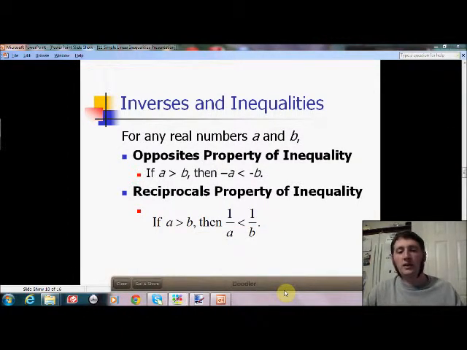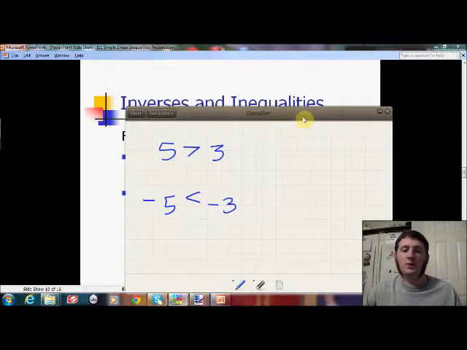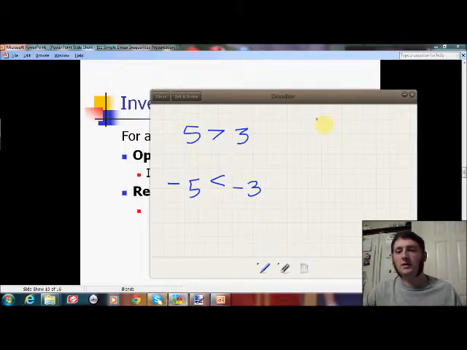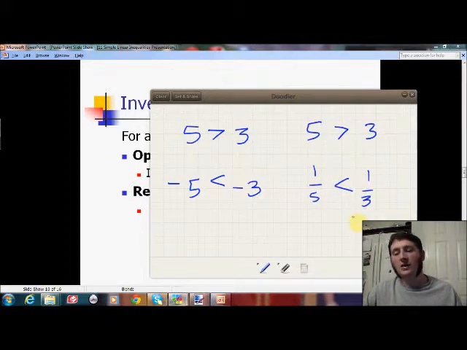We got something similar happening for reciprocals. If A is greater than B, then the reciprocal of A is less than the reciprocal of B. So it's like the same. 5 is greater than 3, but if we reciprocate both those numbers, hopefully you know that a fifth is actually less than a third. And so if you're really comfortable with numbers, both of these make complete sense. But for those of you that have a little trouble with negatives or fractions, you might have to actually stop and think about these and convince yourself. Okay.